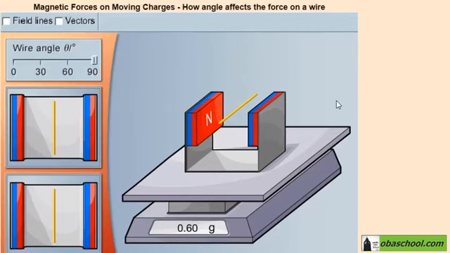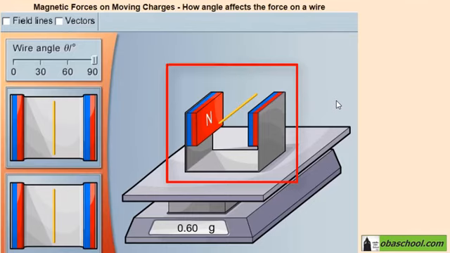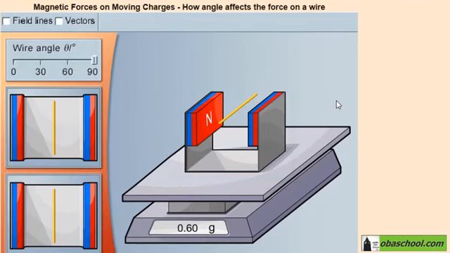Hello. In this interactivity, we're going to discuss how angle affects the force on a wire. In this diagram, a short conducting wire is held at a fixed height inside the yoke, and a current is passing towards you along this wire through connecting wires. These connecting wires are not shown here.